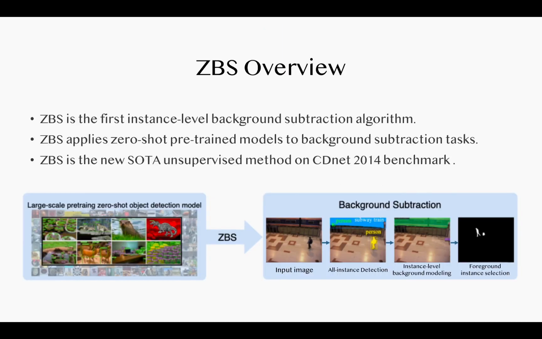In a nutshell, ZBS is the first instance-level background subtraction algorithm. It leverages the instance-level information from large-scale zero-shot pre-trained object detection models to detect and segment all objects in video frames as completely as possible.